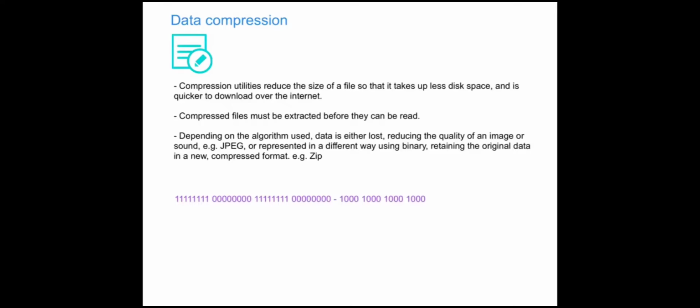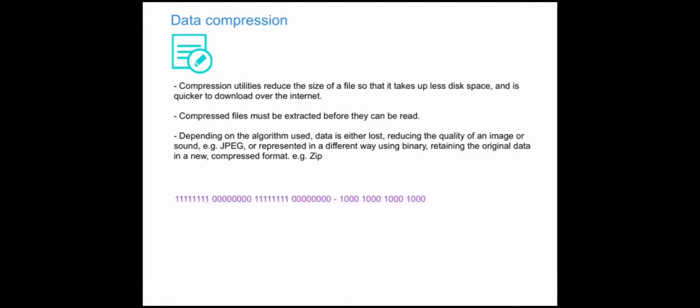Compression utilities reduce the size of a file so that it takes up less disk space and is quicker to download over the internet. Compressed files must be extracted before they can be read. So typically we might consider a video on YouTube. It needs to be compressed because you want to watch that video in real time.